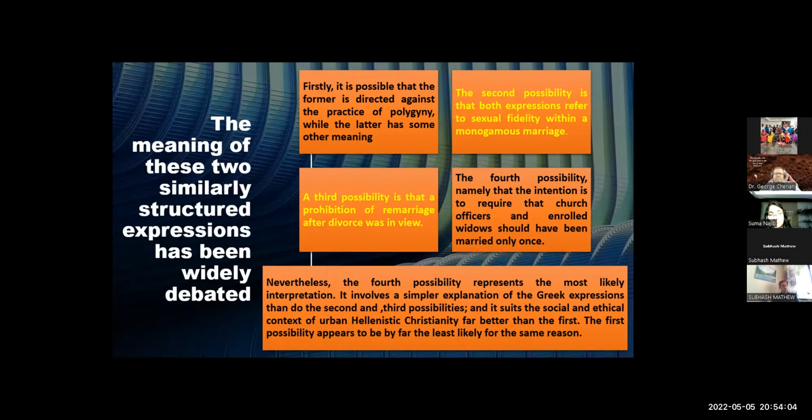The first one: it is possible that the former is directed against the practice of polygyny, while the latter has some other meaning. Basically, it's polygamy. I can't see my notes, unfortunately.